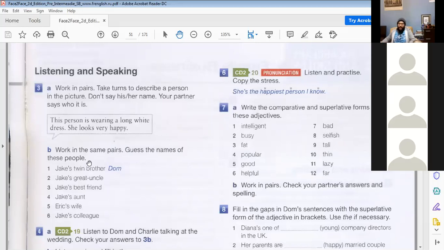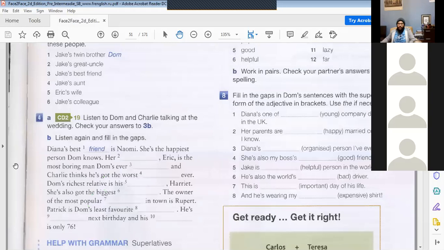All right. I think our guesses were correct, right? Except for, I think, Charlie and Eric. Jake's great uncle, we said Patrick, and that's correct. Jake's best friend, we said Rupert. That's correct. Harriet is Jake's aunt, and we said Eric's wife is Naomi. And this is the only one I think we had wrong. We said Charlie is Jake's colleague. But actually Eric is Jake's. All right, so we had some very good guesses. That's great. Now, I want to see if you can remember the conversation. We want to complete some of the parts here from this conversation.